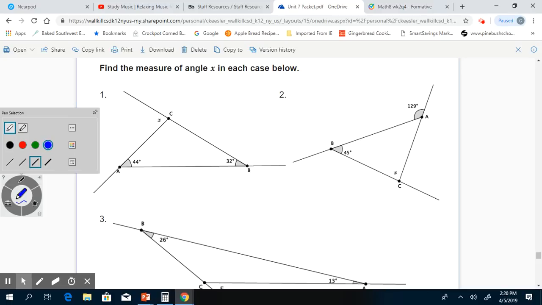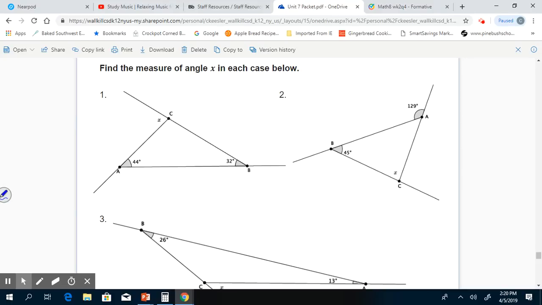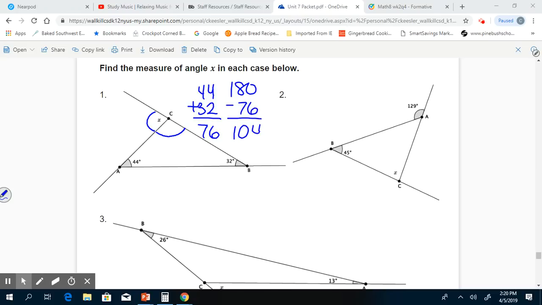So for number one, we have a triangle. We remember that all the angles in a triangle add up to 180 degrees. Our goal is to figure out what x is. In order to find x, we want to find this angle first. We can do that by adding 44 and 32, which gives us 76 degrees, and subtracting from 180, since the angle measures in a triangle add up to 180, we get 104 degrees. So this angle of the triangle is 104 degrees.